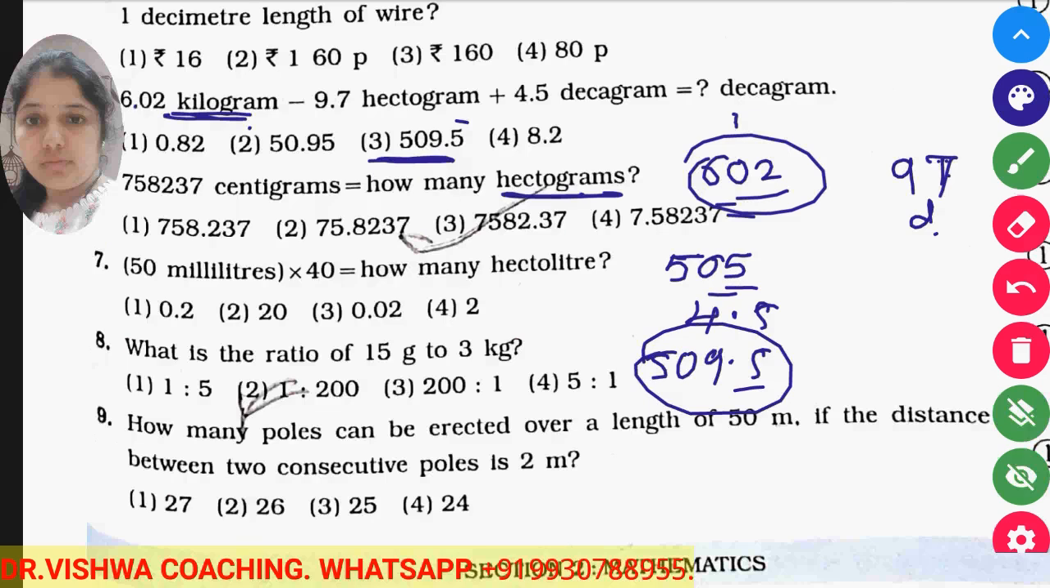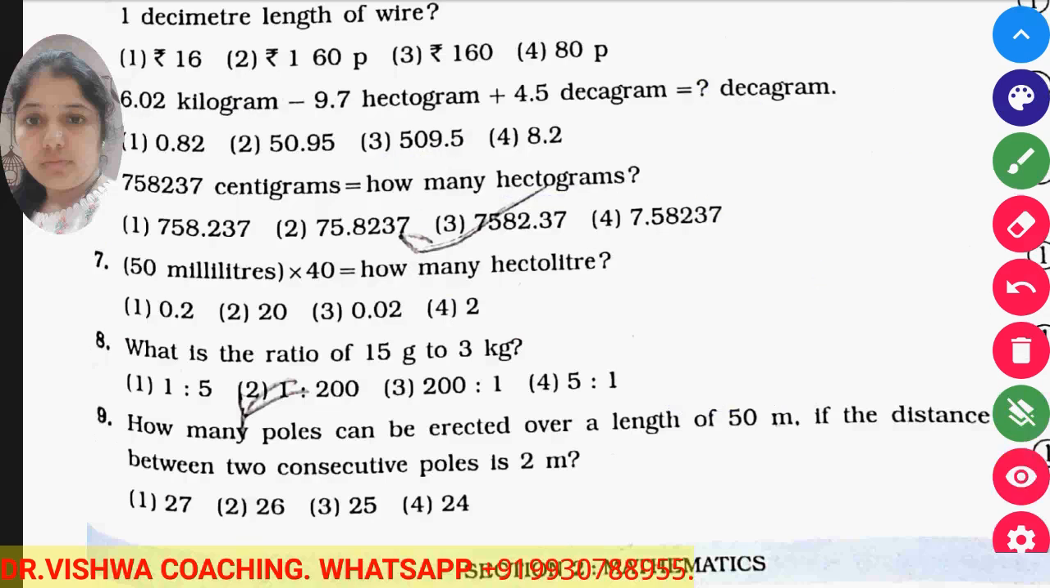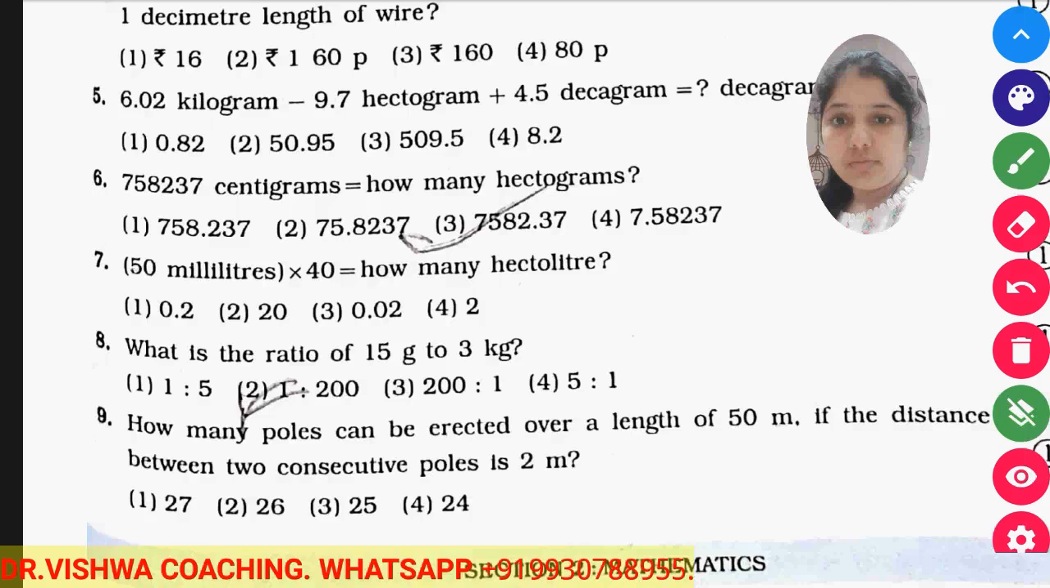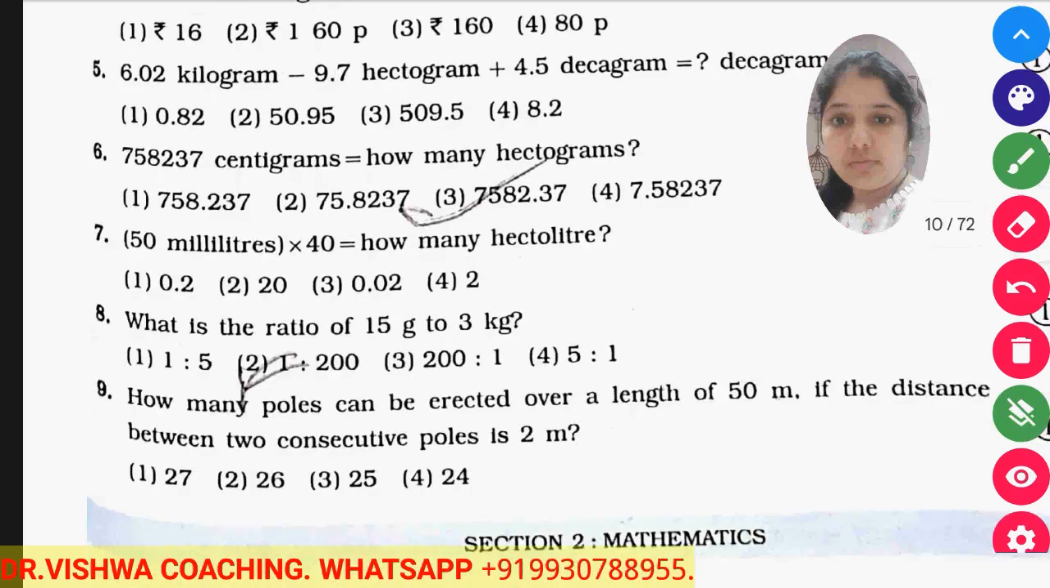Now here we shifted the decimal from left to right, because kilogram is a major unit compared to decagram. When we convert a lesser unit to a major unit, we shift the decimal point from right to left. Okay, so by taking these two sums, I hope you understood the things.